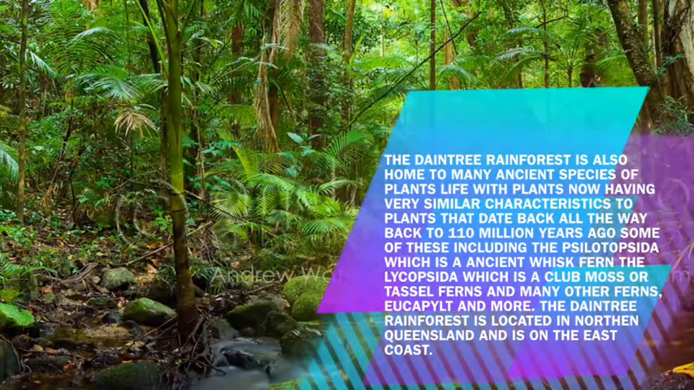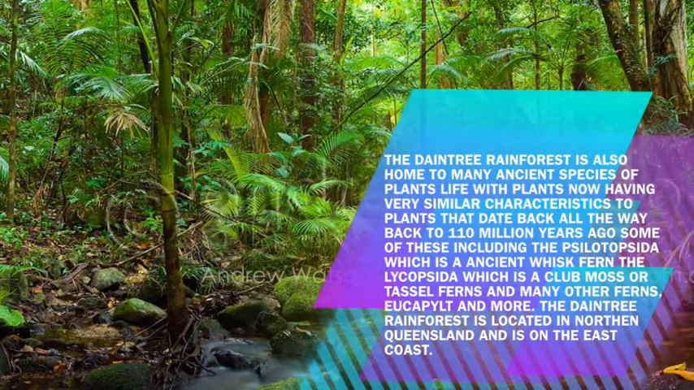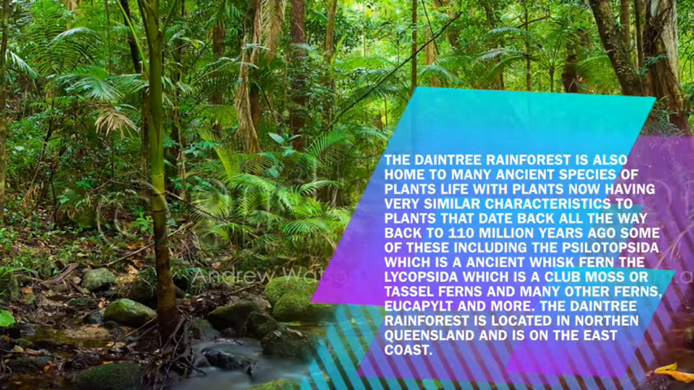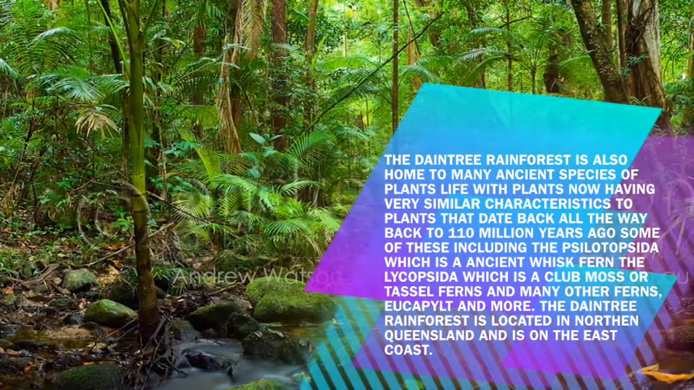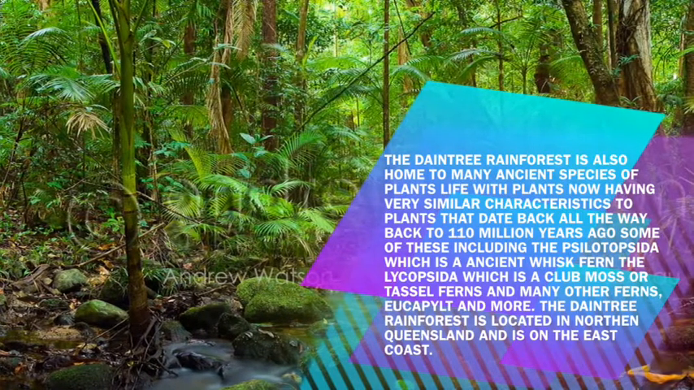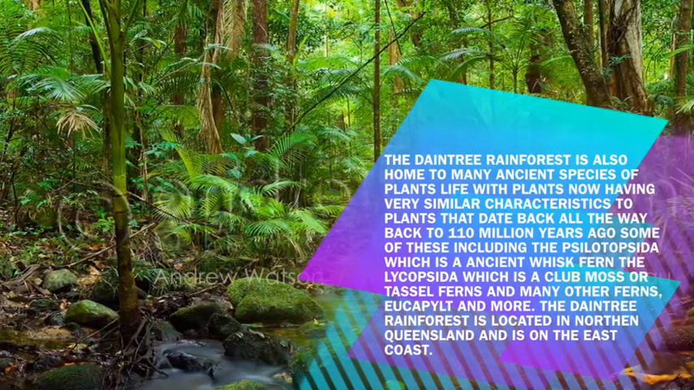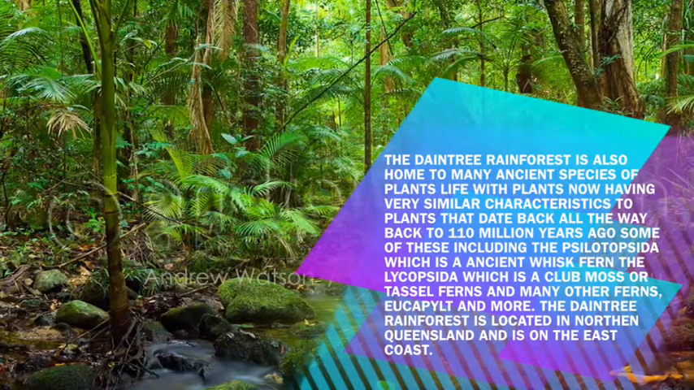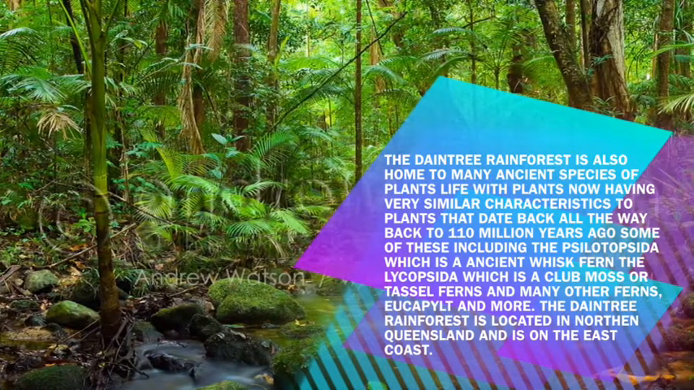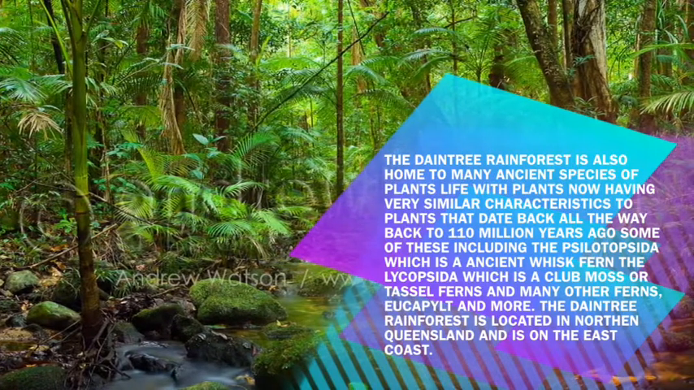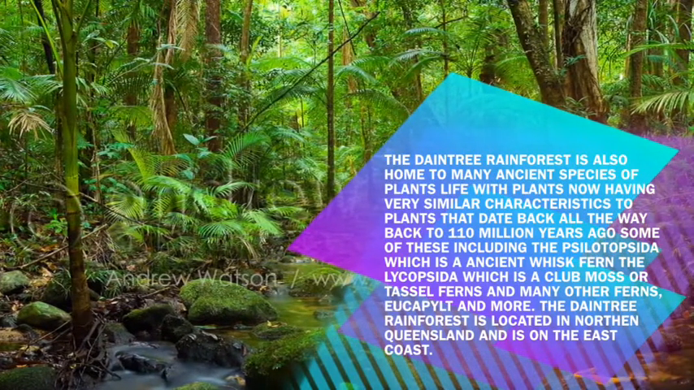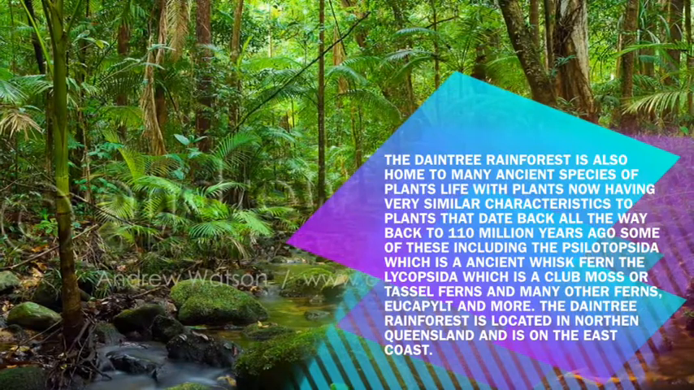The Daintree Rainforest is also home to many ancient species of plant life, with plants now having very similar characteristics to plants that date back all the way to 110 million years ago. Some of these include the Phyllosida, which is an ancient whisk fern, the Lycopsida, which is a club moss or tassel fern, and many other ferns, eucalypts, and more.